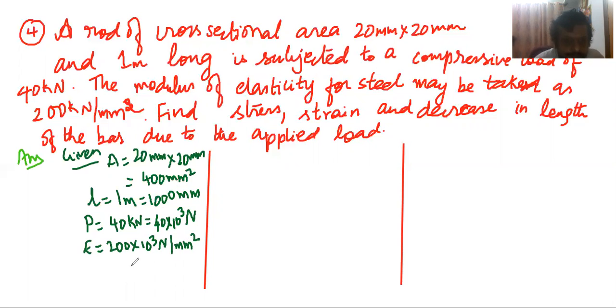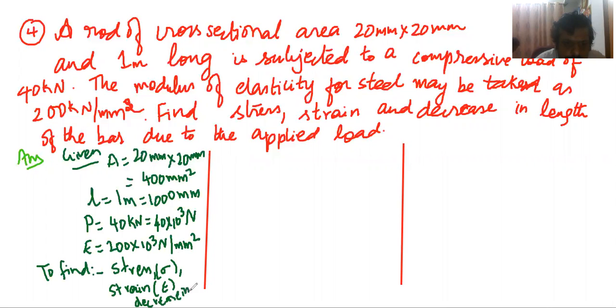So now, given to find: stress, that is sigma, strain, that is epsilon, and decrease in length, which is delta L. How to proceed with the solution?